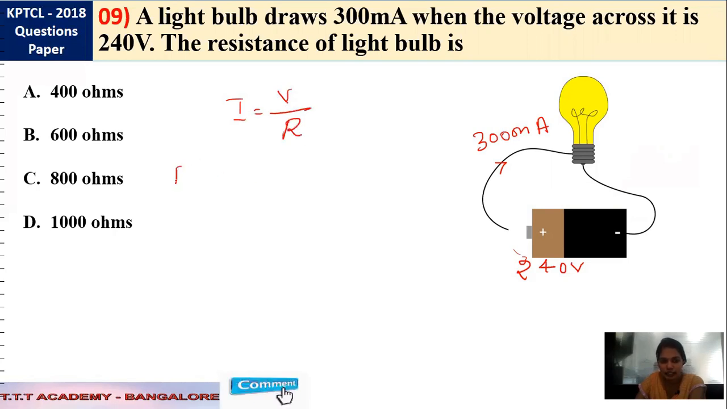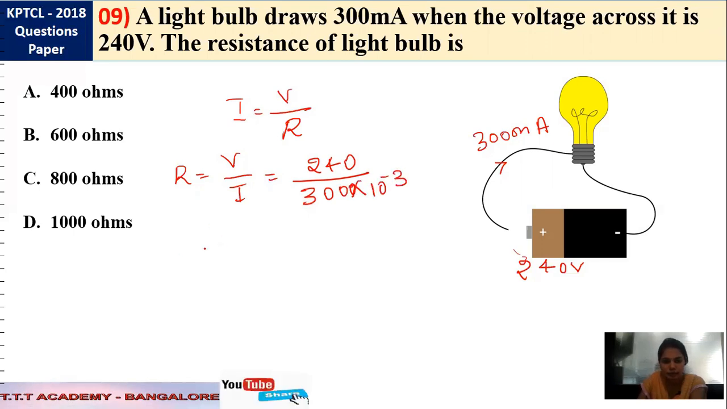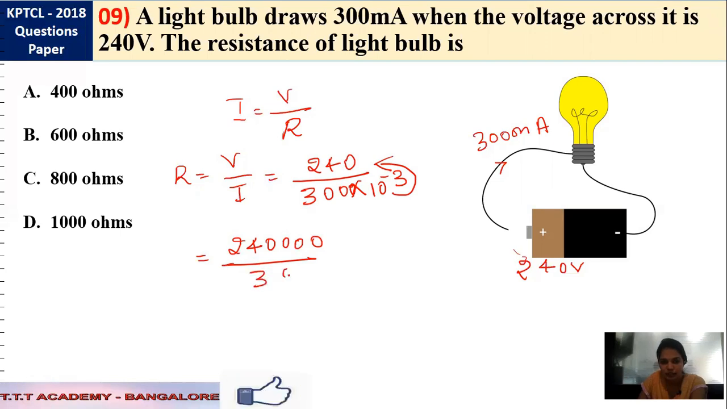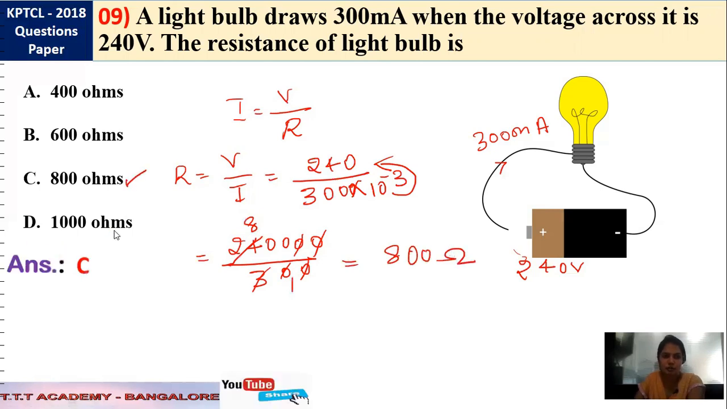the resistance. Then R is equal to V divided by I. That is equal to, what is the value of V? It is 240 volts divided by 300 into 10 raised to minus 3. If I take this 10 raised to minus 3 to the numerator, it will become 10 raised to 3. This is divided by 300. Two zeros cancel. 3 8s are 24. So that is equal to 800 ohms. So the answer to this question is option C, 800 ohms.